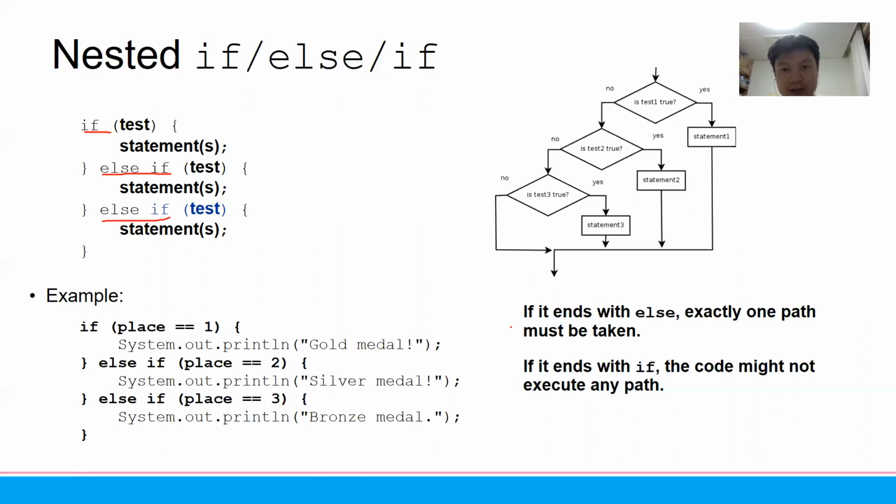At the end, I can say that if it ends with else, then there will be exactly one path. There will be exactly one decision. But if it ends with if, then the code might not execute any path. Because you end with this if, it may not execute any path.